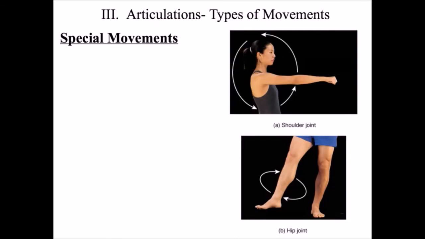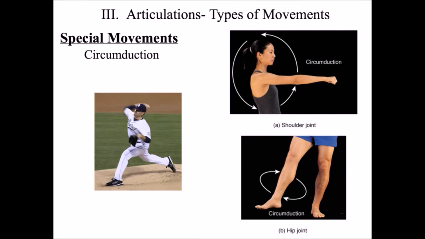And finally, there are special movements that occur in multiple planes. For example, circumduction. Circumduction is a conical movement or a circular movement that occurs in different planes. An example of circumduction would be the motion of pitching a baseball.